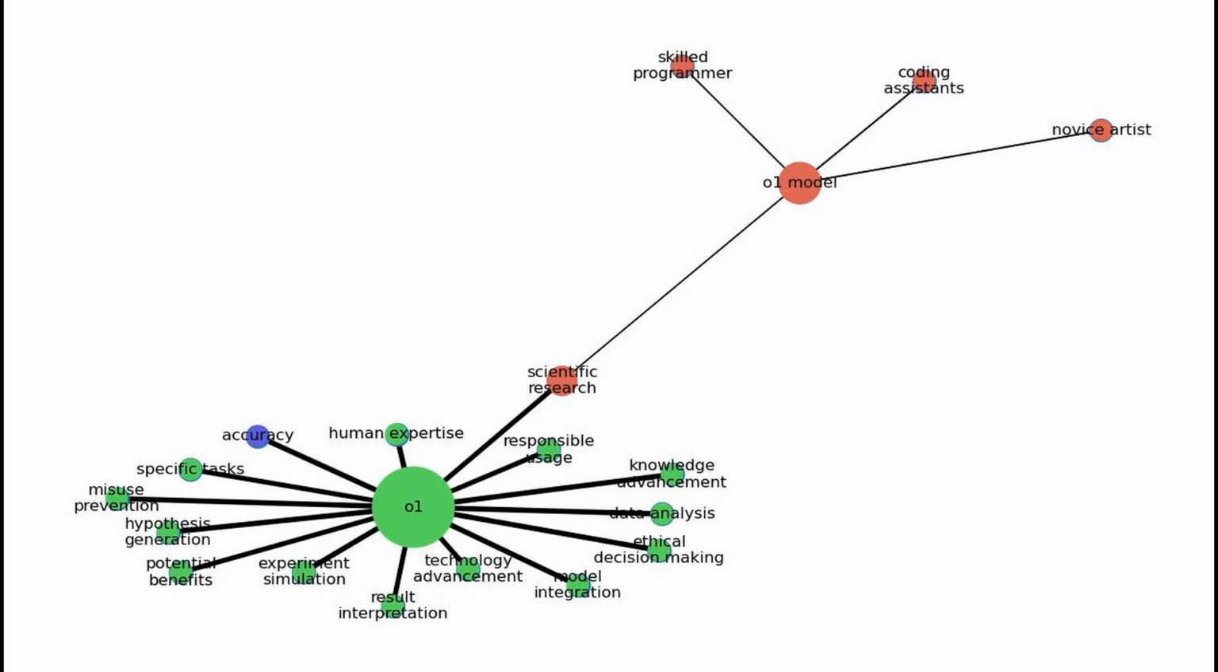efficiently and accurately. It can plan, think, and execute tasks almost as if it were a skilled programmer. This means that even those with less experience in coding can create complex programs with the model's assistance, much like a novice artist being guided by a master.